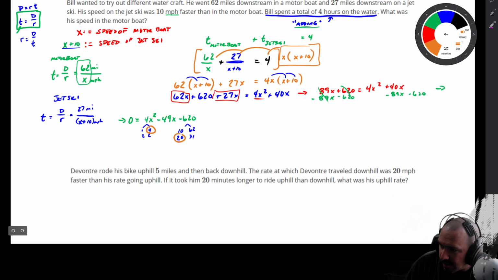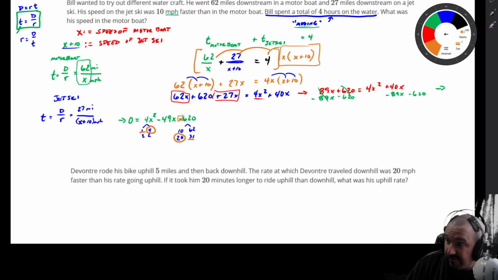4 and 20 is 80. 1 and 31 is 31. I have to subtract in order to make 49. So 80 minus 31 is in fact 49. All right, so you're wondering, okay, well, that's nice, what does that tell me? It actually gives you all 4.